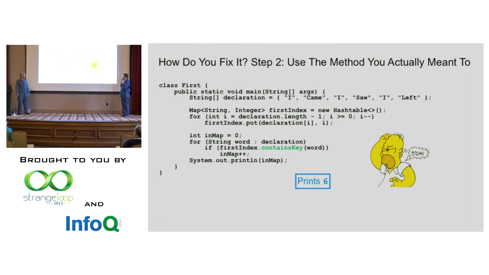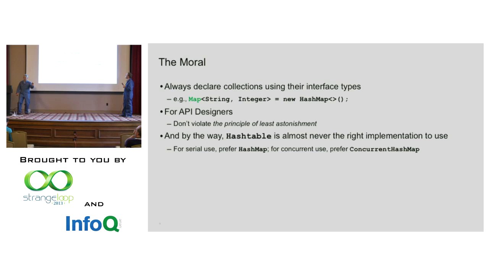Well, we got a couple morals. First moral is always declare collections using their interface types. So Map<String, Integer> equals new HashMap. For API designers, don't violate the principle of least astonishment, which states that every method call should do the least astonishing thing given its name.